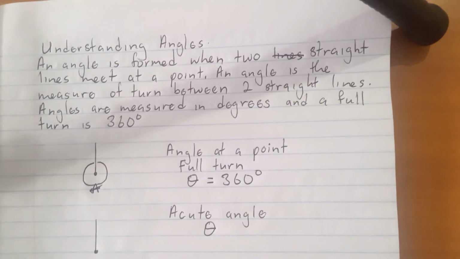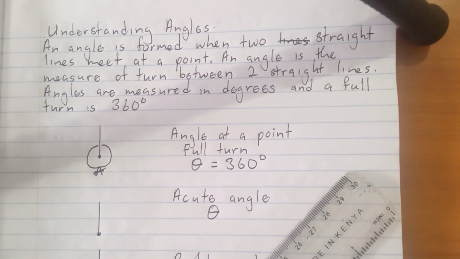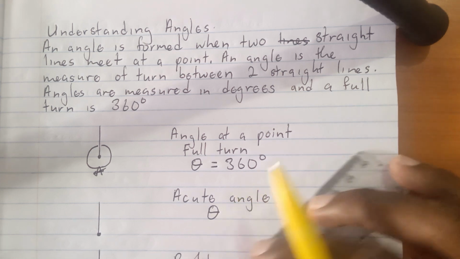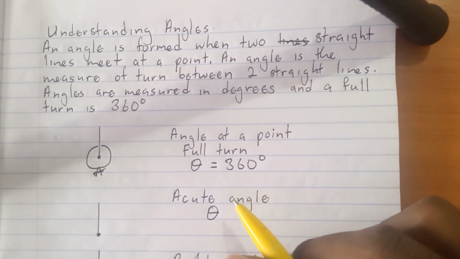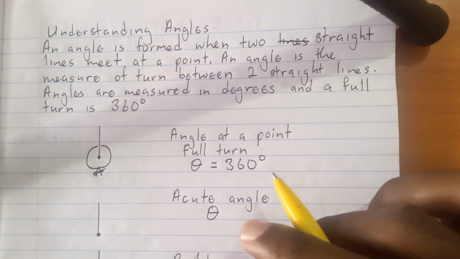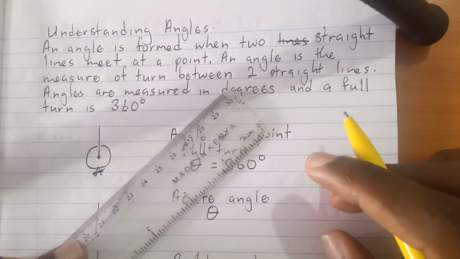Now, the next part is we're going to be looking at other angles. There are different angles based on how much turn they have. Next we have acute angles. An acute angle is an angle that has a turn that is less than 90. We'll be looking at that.